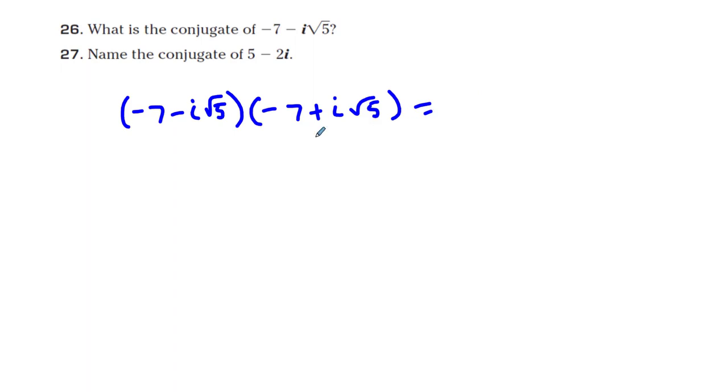If we FOIL this, we have negative 7 times negative 7, which is 49. We've got a negative i root 5 times a negative 7, which is going to be a positive 7 root 5. But with the other one, we have a negative 7 times i root 5, which is going to be a negative 7 root 5. Those are going to cancel each other out, and the negative i times negative i is going to give us a negative i squared as we do the third part of the FOIL. The root 5 times root 5 is going to give us a 5. And i squared is defined as negative 1.